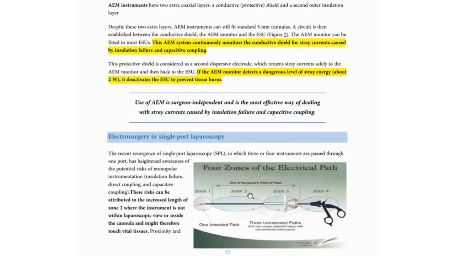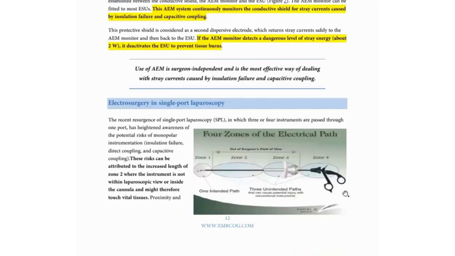So now, yeah, here we are. This is the picture I wanted. Those are the zones of electrical pulse. This is very important, guys, if you are working in electrosurgery, because zone 3 and zone 2 are outside your view. And here, between zone 3 and zone 2, this is the area where capacitive coupling happens, while zone 2 and zone 1 are the areas where insulation failure can happen. Is it now more clear?